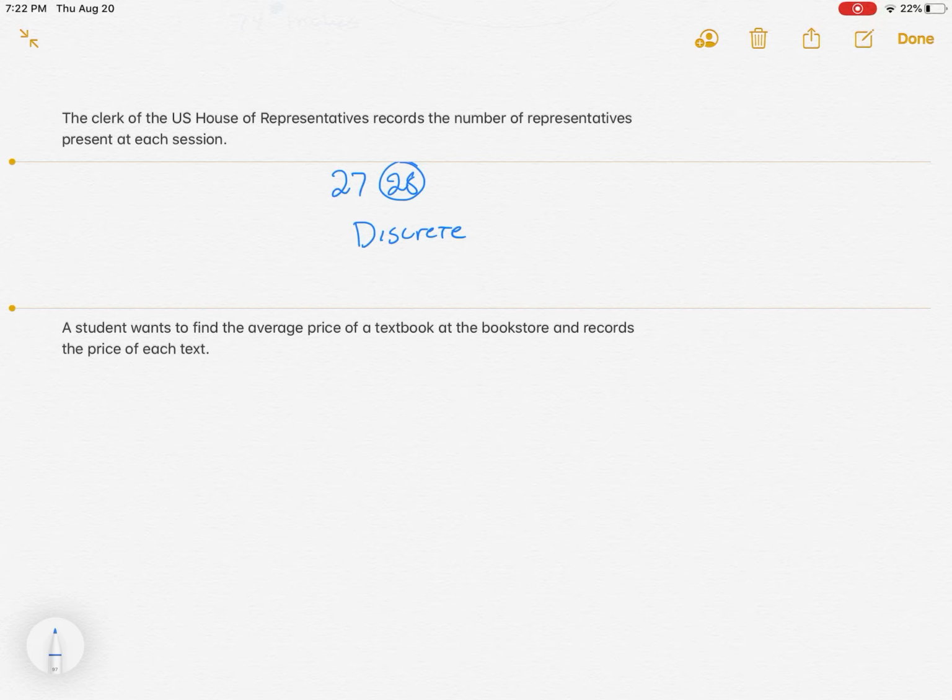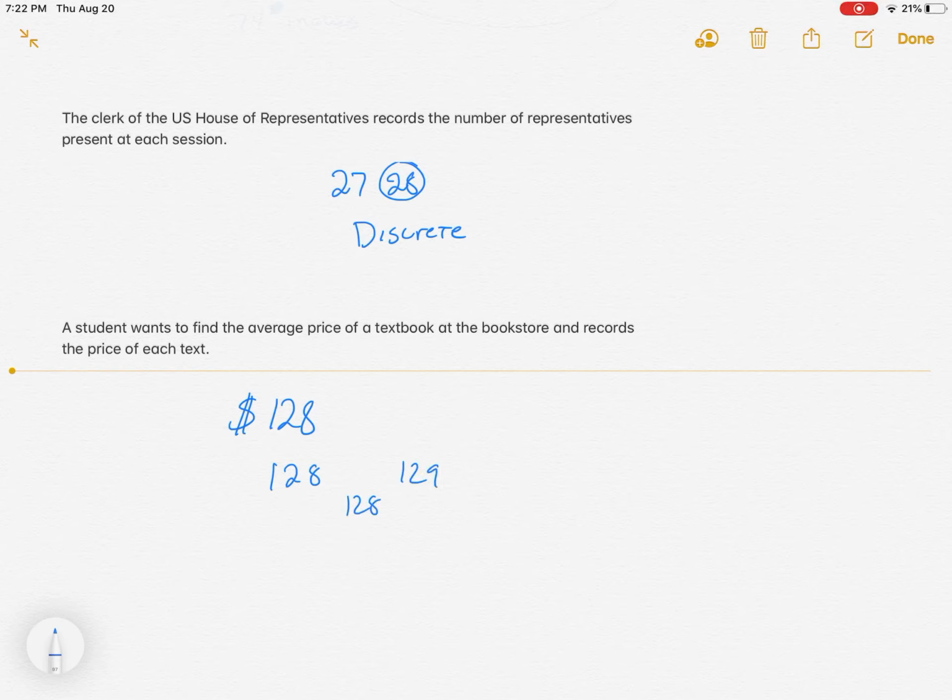If you consider the price of a textbook at the bookstore and you want to record the price of each text, well, let's just make up a price. They're expensive, so I'll put $128. Is there a next price after $128? And I'll have some people say, well, no, because it's not 129, it could be 128.50, and you can play this game forever. And where they're making their mistake is you cannot make this game last forever.